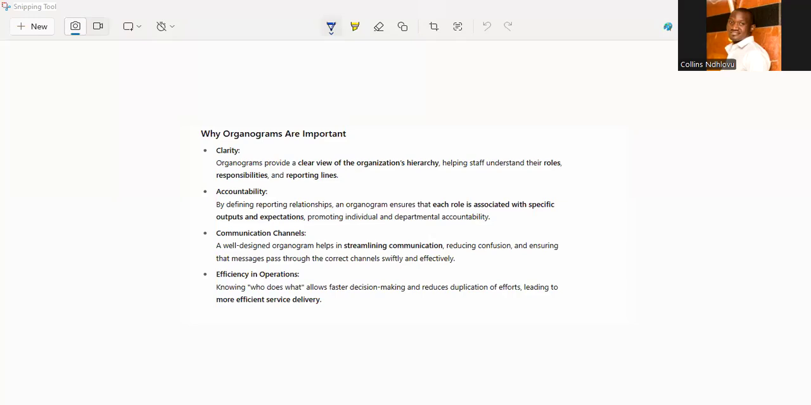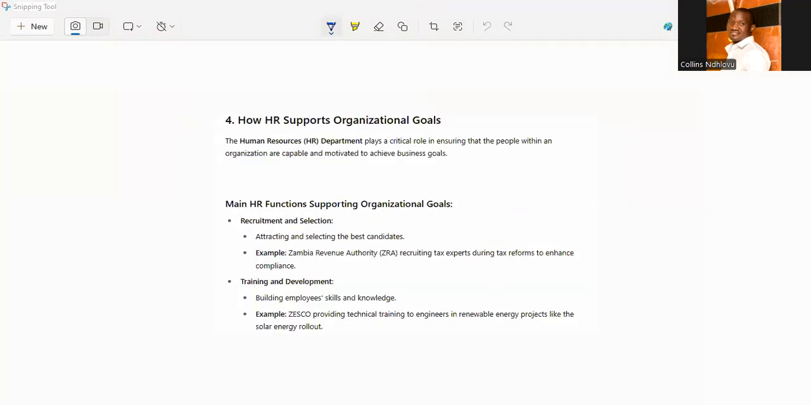Now, we also talked about another aspect in our discourse to do with HR functions. What are the HR functions and how do the HR functions support strategic goals, right? HR functions and how they support strategic goals. So let's look at what HR functions are all about and how they help in supporting organizational goals.